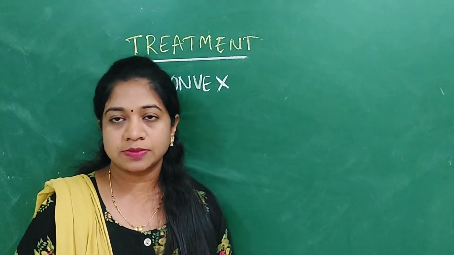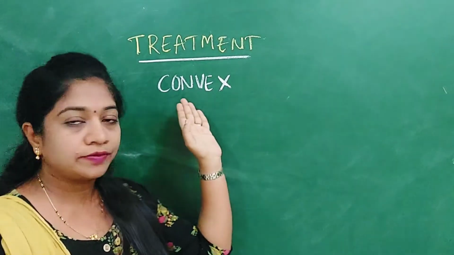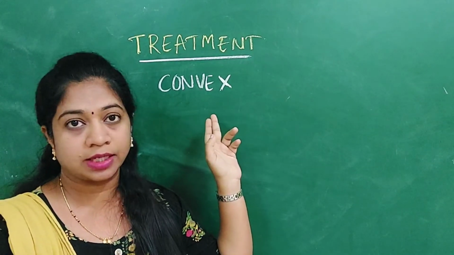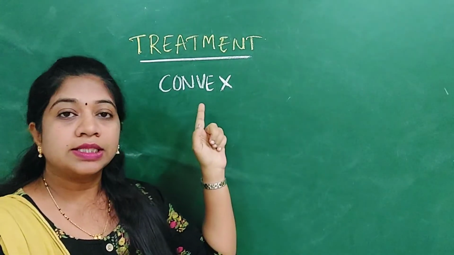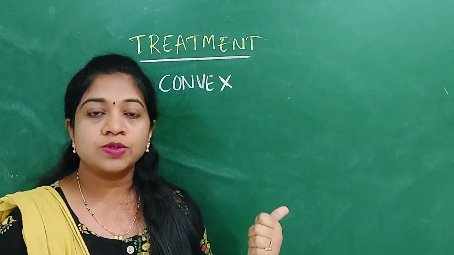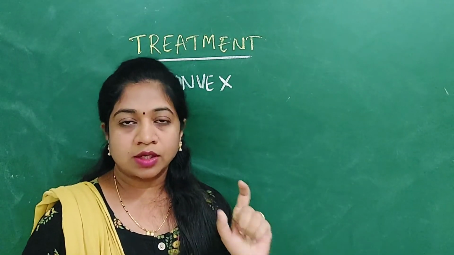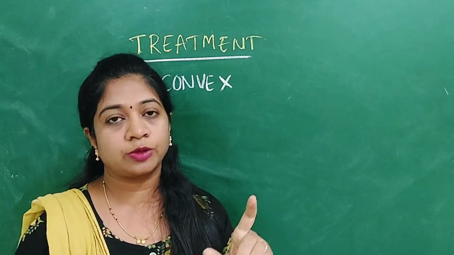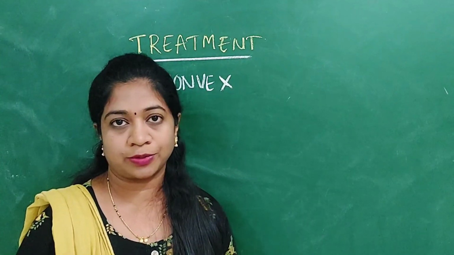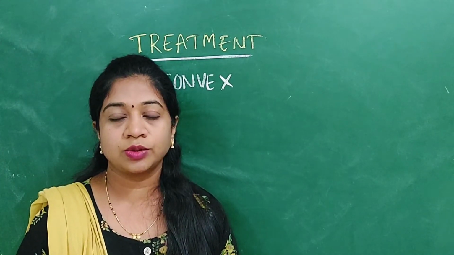Coming to the treatment aspect of hypermetropia, that is the optical treatment of hypermetropia. Whenever you are mentioning the optical treatment, first write the type of lens which is used to correct the hypermetropia. Here we use the convex lens, the plus lenses, to correct the hypermetropia, and this can be used either in the form of spectacles or in the form of contact lens. When you use the convex lens to correct hypermetropia, the rays of light are made to focus on the retina, thereby correcting hypermetropia. And in hypermetropia, it is a must to use the cycloplegic to do the refraction.